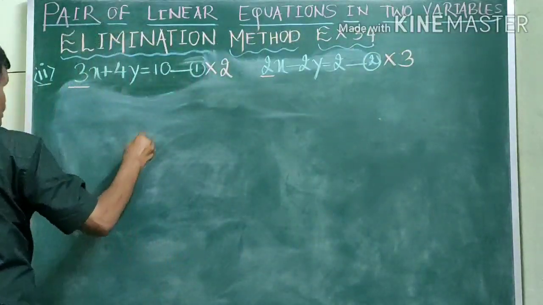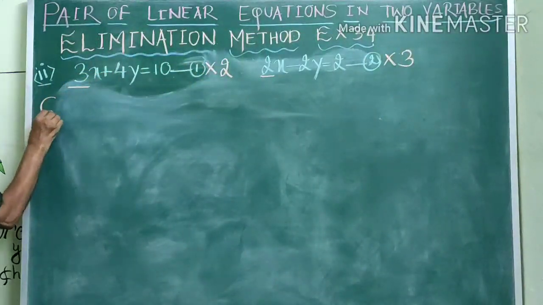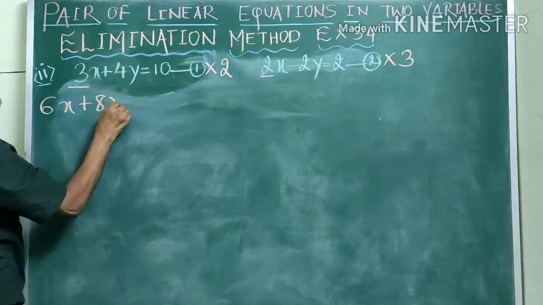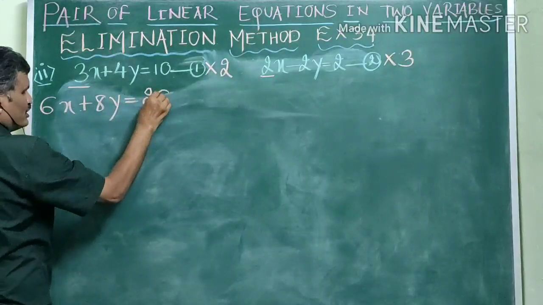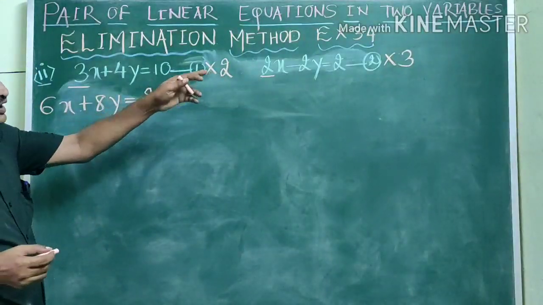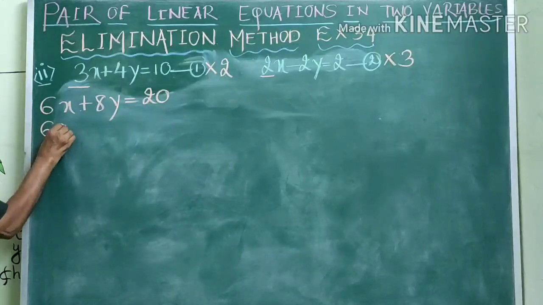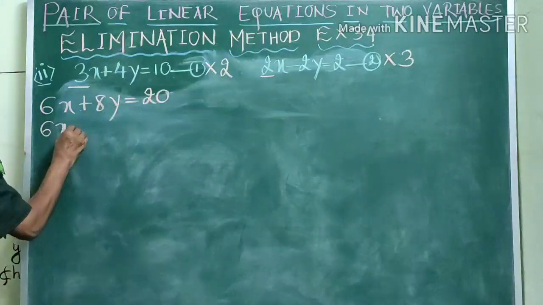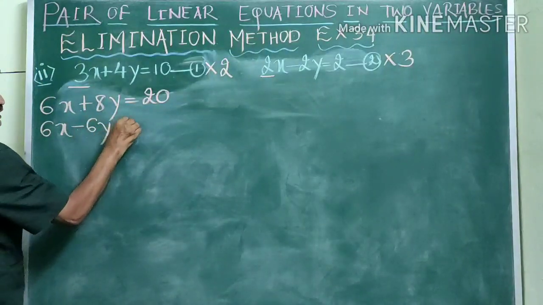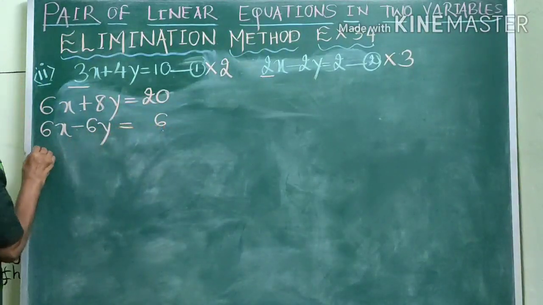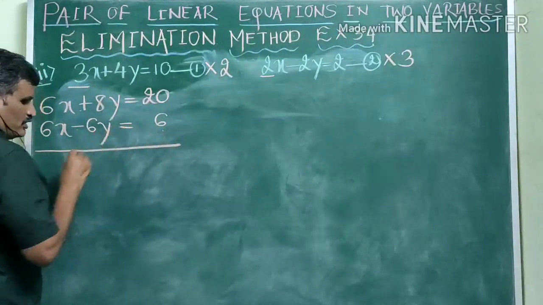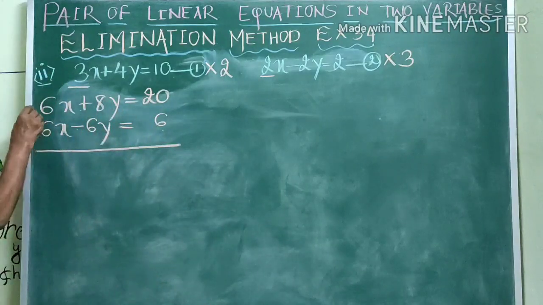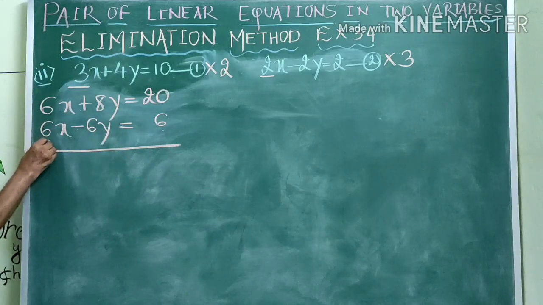Let us see. So 2 into 3, I will get here 6x, and 2 into 4, I will get 8y is equal to 20. Then 3 into 2, multiply here, 6x, and 3 into minus 2y is minus 6y is equal to 6. Now what I have to do is eliminate the common terms. For example, 6 and 6 is same here.